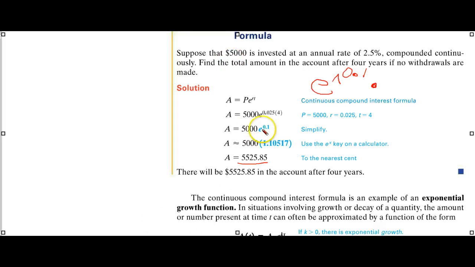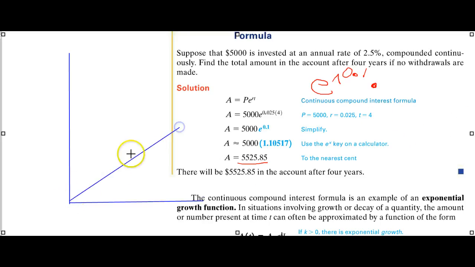Okay, so again, this is exponential growth, and if we had a graph, just to review this a little bit here, and we said our growth was like so, this was direct variation or linear growth. Now what we're saying is our growth is going to be exponential. So instead of a straight line, it curves up. And that's what we're seeing here.